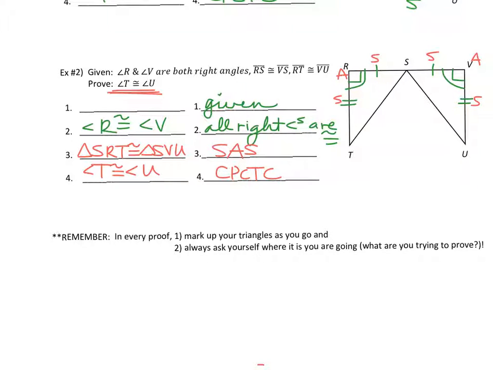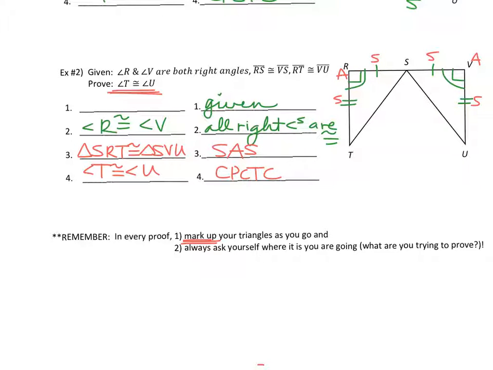Okay, just a couple last things. In every proof, make sure you mark up your triangles, okay? If you don't mark it, then you might think in your head, oh, it's AAS, but you marked it wrong in your head. If you mark it on the triangle itself, you see what you know, right? Then you can see, is it SSS, SAS, ASA, AAS, whatever.